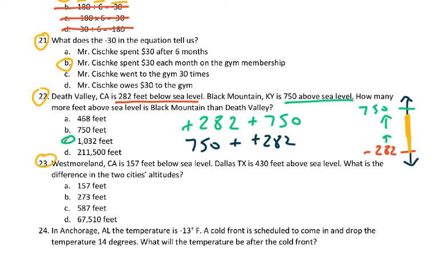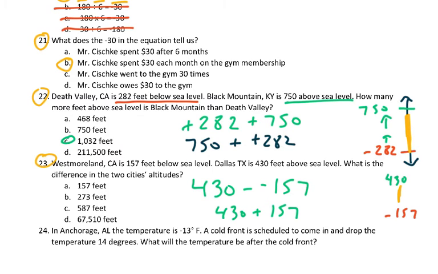23 is the same type of question. It says Westmoreland, California is 157 feet below sea level. And it says that Dallas, Texas is 430 feet above. And it's asking for the difference between these two places. So it's asking for the difference between two places on a number line. You're going to subtract. So you would do 430 minus negative 157. That's the same thing as just adding. So 430 minus negative means plus 157. So the difference would be C, 587 feet.